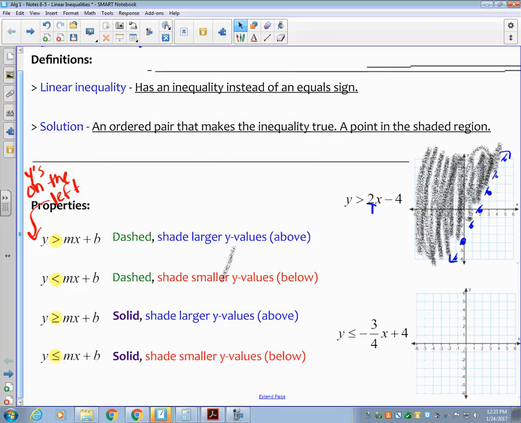So when you have y less than or equal to mx plus b, it's a solid line, and then you're shading below. So put your shading pen or pencil or crayon on your line, and then only color in what's below.